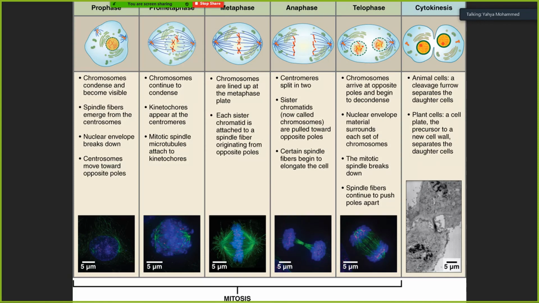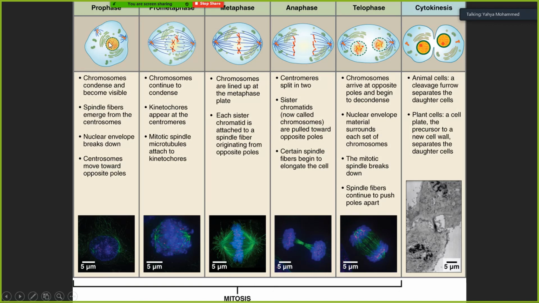All right, so let's take a look at each of these things a little bit more closely, right? So we'll go through again. At the top are the cartoon pictures, and at the bottom are some of the stain pictures from real stains from real cells, right? So in prophase, what's happening?